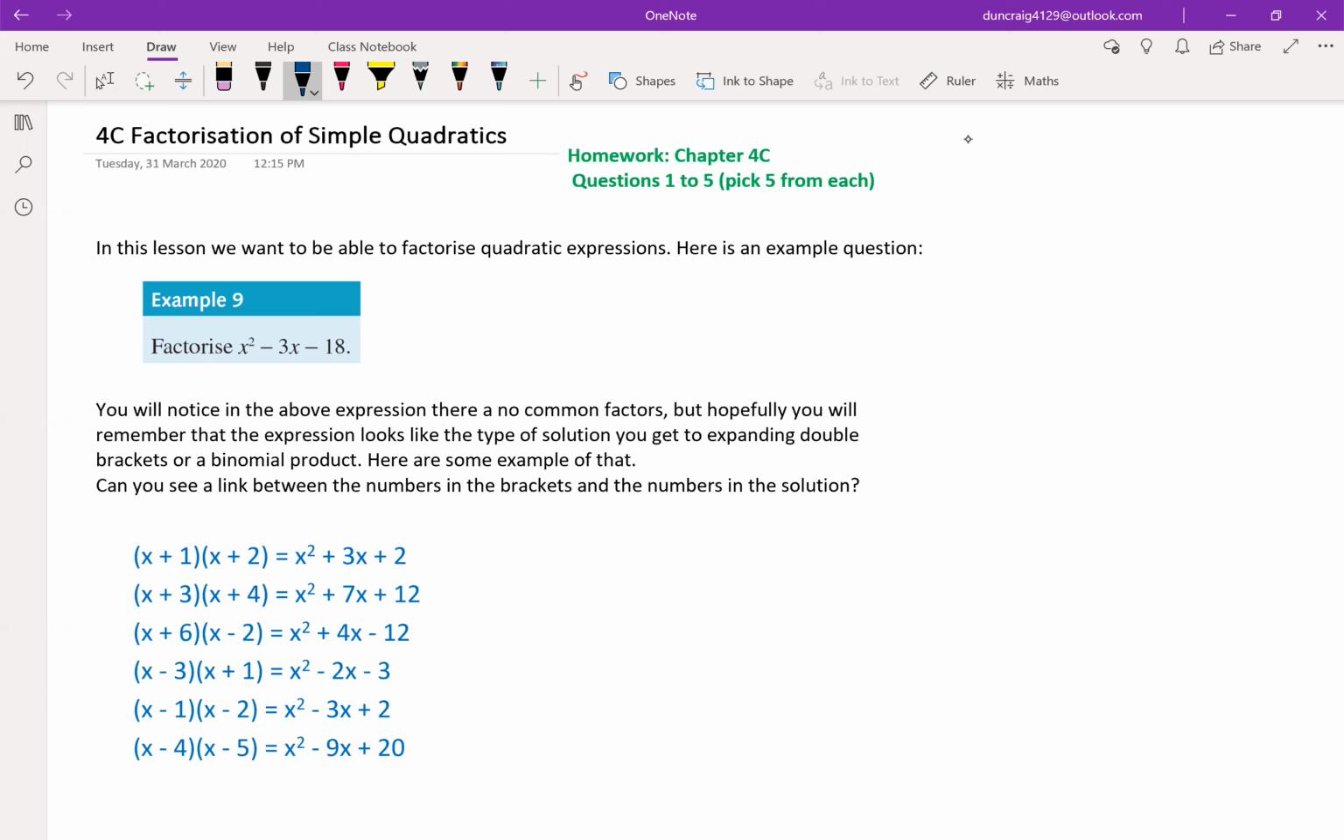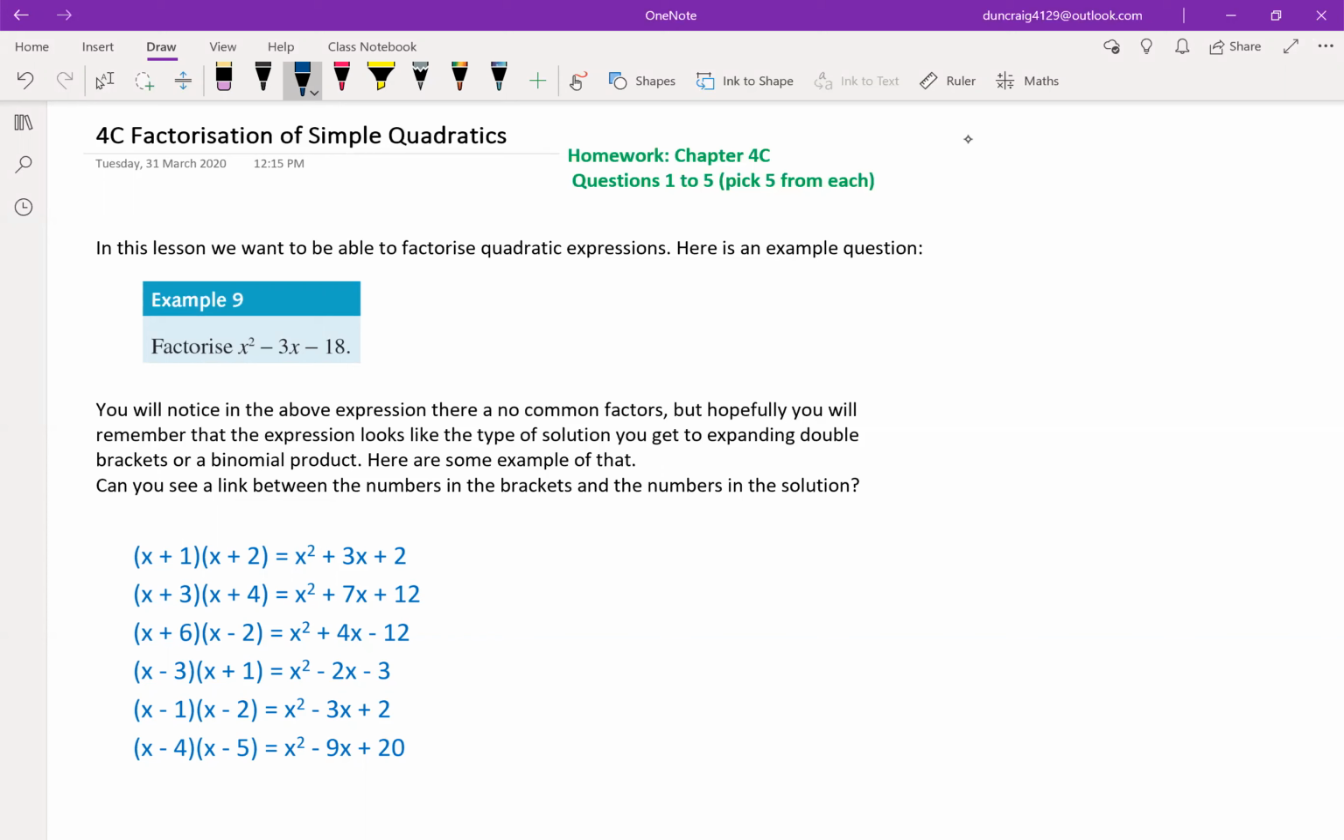What you do need to know is that, with this expression here, x squared take 3x take 18, when you first look at it, you might think, oh, I can factorize it by taking out a common factor, but actually we can't, because x is only common to two of the terms, 3 is common to two of the terms, but there's nothing common to all three terms. So we can't factorize by taking out a common factor, but hopefully you recognize that that expression is what you get after you expand the double brackets.